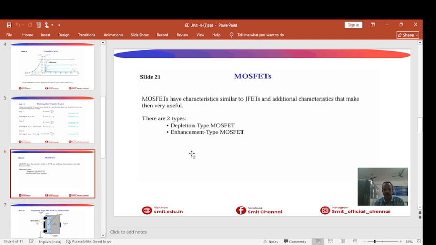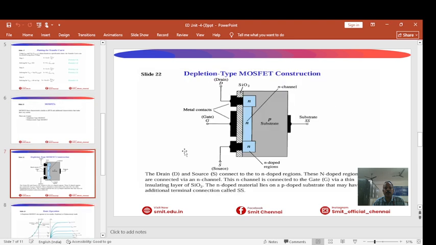MOSFET, in comparison with the JFET, has the following advantages, namely it has a high input impedance, it has faster switching, it has lower power consumption, and it is much easier for fabrication. That is why MOSFET has become more popular. Here, based on the gate bias, we can classify depletion type and enhancement type. The drain and source are connected to the N-doped regions. The N-doped regions are connected via an N channel.